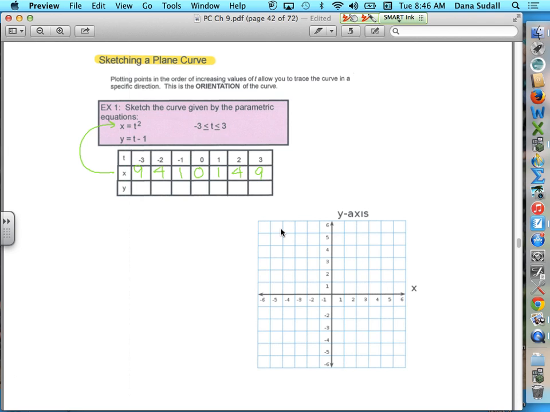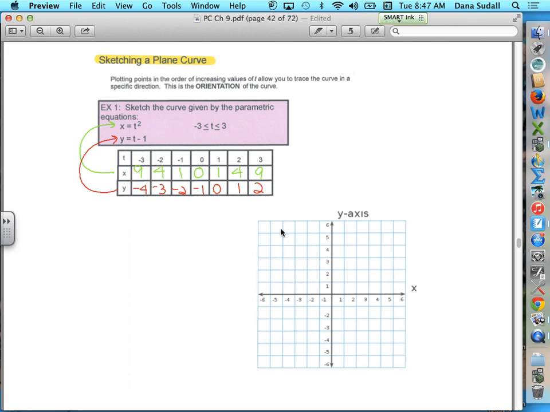Then we're going to find the position that y is in at those particular time values. So if I plug in -3, -3 minus 1 would give me -4. -2 is going to give me -3. -1 will give me -2. 0 gives me -1. 1 will give me 0. And then 1 and 2. And then what we do is graph the parametric equation.